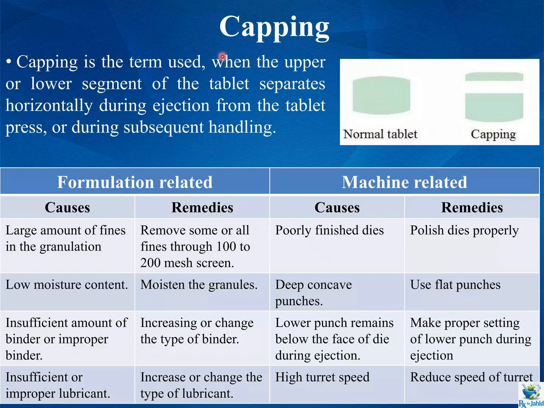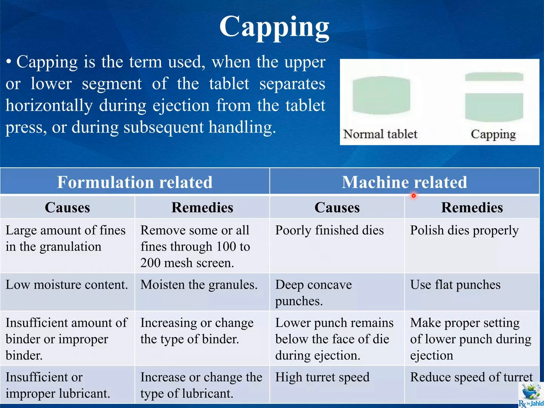So now we'll start with our first tableting problem, capping. Capping is the term used when the upper or lower segment of the tablet separates horizontally during ejection from the tablet press or during subsequent handling. So this is a normal tablet, and this is the problem of capping. A cap is formed.